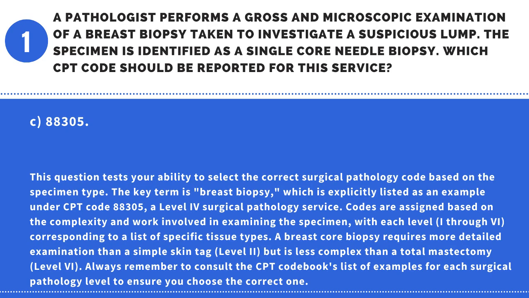Answer: C. 88305. This question tests your ability to select the correct surgical pathology code based on the specimen type. The key term is breast biopsy, which is explicitly listed as an example under CPT code 88305, a Level 4 surgical pathology service. Codes are assigned based on the complexity and work involved in examining the specimen, with each level, I through 6, corresponding to a list of specific tissue types.